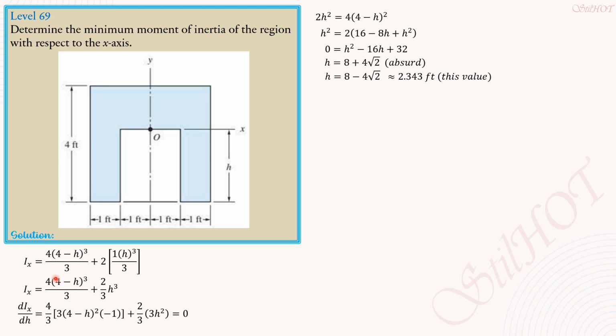So substitute here the value of h, and that corresponds to the minimum moment of inertia with respect to the x-axis. So Ix minimum is 4 thirds of (4 minus (8 minus 4 square root of 2)) cubed plus 2 thirds of (8 minus 4 square root of 2) cubed. So this is the value of h cubed. So Ix minimum is equal to 14.64 feet to the fourth.